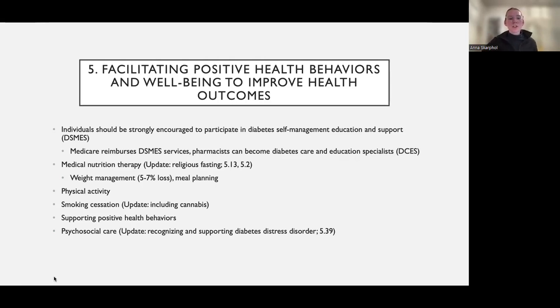They also talk about physical activity guidelines, smoking cessation, including cannabis with that which hadn't been incorporated previously, supporting positive health behaviors, and psychosocial care, which has shown to be really, really important. As you can imagine, diabetes is a really difficult chronic disease to have. It's constant management every day. And so that's something that they bring up.